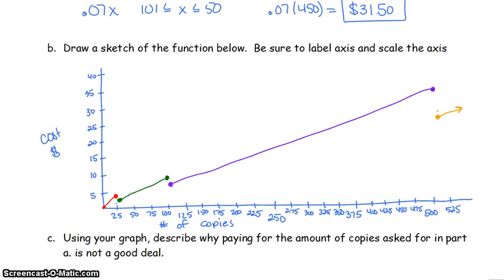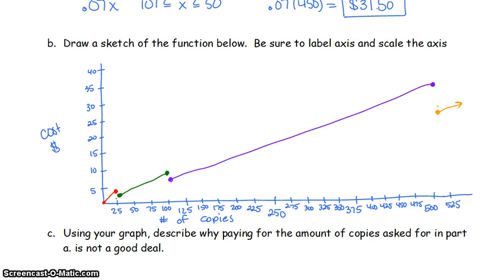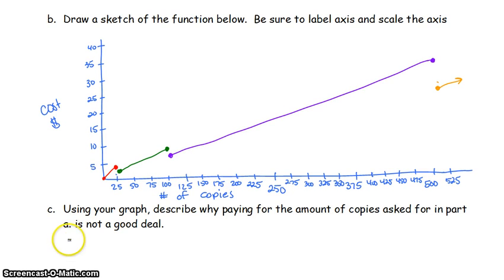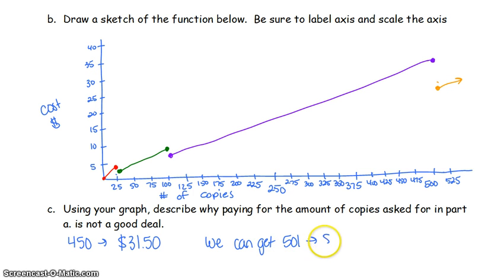Our last question here says, using your graph, describe why paying for the amount of copies asked for in Part A is not a good deal. So in Part A, we said that 450 copies was going to cost us $31.50. The reason why this isn't a very good deal is we just found out we can get 501 copies for $25.05. So it doesn't make any sense to get 450 copies and pay almost $6 more when we can get 51 more copies for that much cheaper.